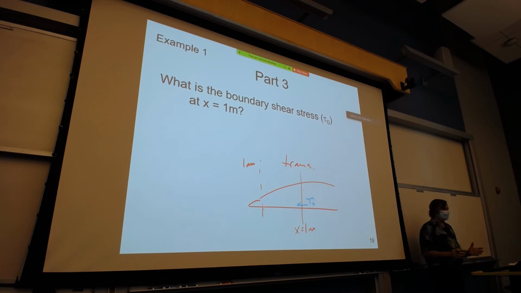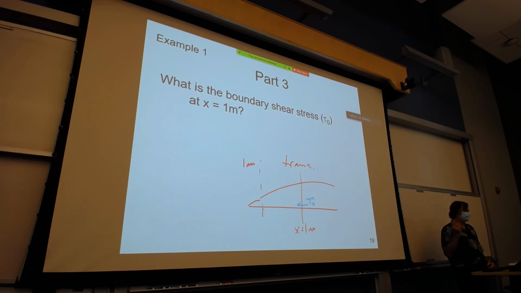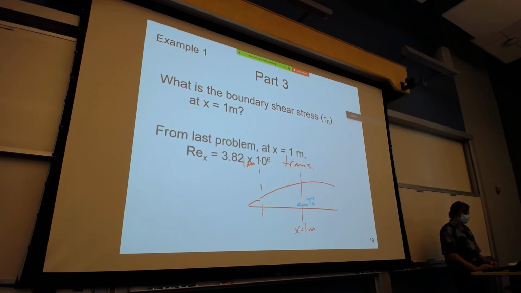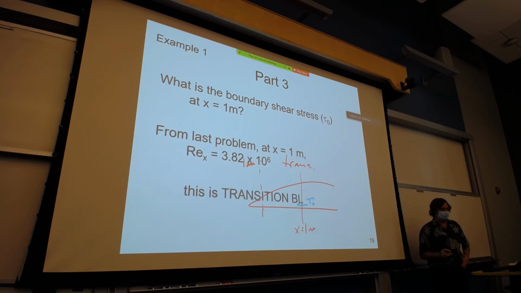As you move along the plate, it changes. Why? Because remember, shear stress is related to the velocity profile, du dy. And as you move along the plate, and just stay where y is equal to 0, right at the plate surface, that velocity gradient is changing everywhere. So we're asking a specific question, what's the shear stress right at this location? And it would be the same on the top as it is on the bottom. Okay? So again, at 1 meter from the last problem, we have a boundary Reynolds number of 3.82 times 10 to the 6th. That is a transitional boundary layer at that location.